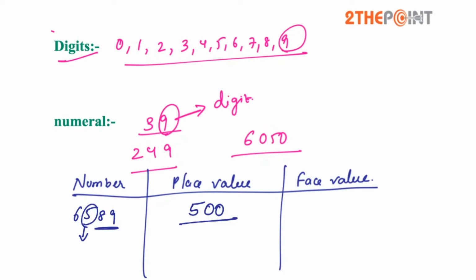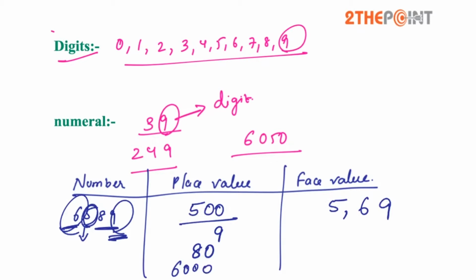And next, find the face value of 5. Face value never changes. If the given number is 5, the face value will also be 5. The face value of 6 is 6. The face value of 9 is 9. Whereas the place value goes on changing. The place value of 9 is 9 here. The place value of 8 is 8, and after 8 we have one digit, so the place value of 8 is 80. And the place value of 6 is 6000.